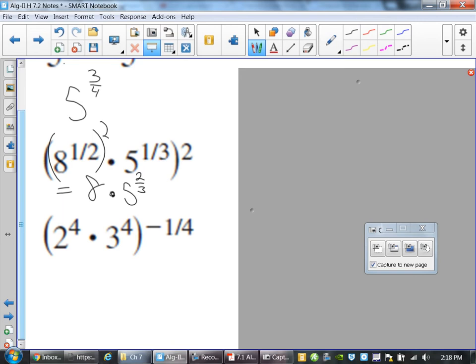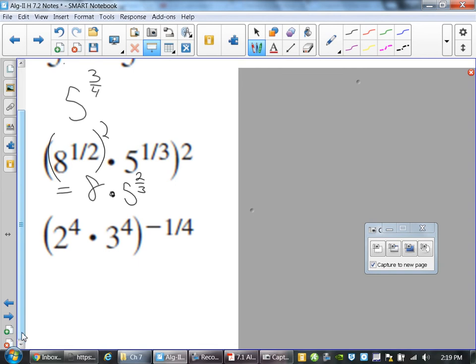Yes, sir. Could you not change the fraction proportionally? What do you mean? Could you not multiply both of the things by something, make it 6? No, because you have different bases. If they were both 8, if it was 8 to the 1/2, 8 to the 1/3, then yes, you can do that. But since it's 8 and 5 with different bases, you cannot. You can only combine them if their bases are the same.